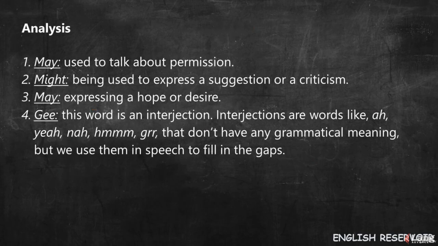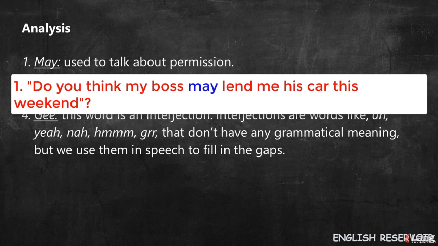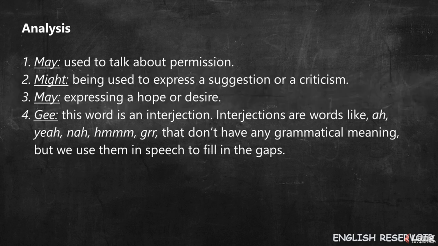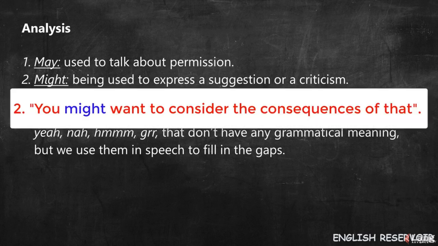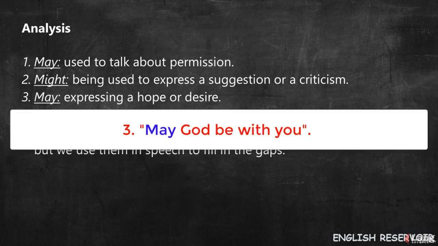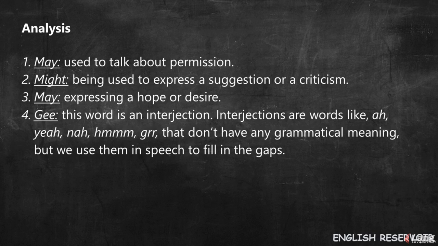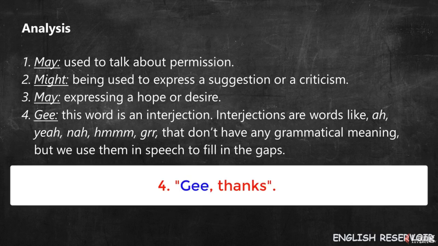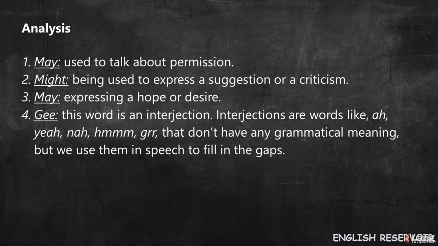Analysis. 1. May. Used to talk about permission. 2. Might. Being used to express a suggestion or a criticism. 3. May. Expressing a desire or hope. 4. G. This word is an interjection. Interjections are words like yeah, nah, grr that don't have any grammatical meaning, but we use them in speech to fill in the gaps.